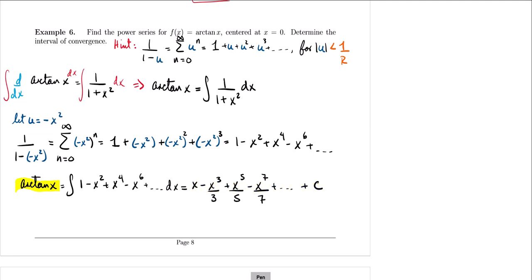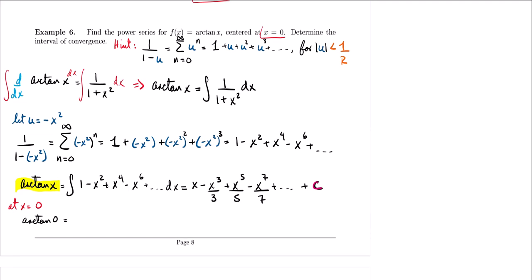Okay, now what about this constant of integration here? What can we do with it? We didn't encounter it in the other problem where we did the integral, because it was a definite integral. So what can we do here? Well, remember that we were centering our power series at x equals 0. So at x equals 0, what do we get? We're going to have the arctan of 0.